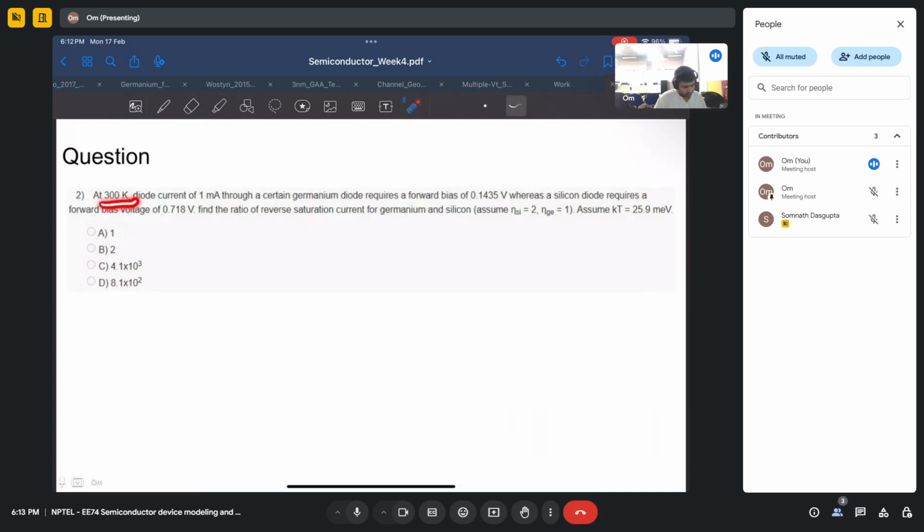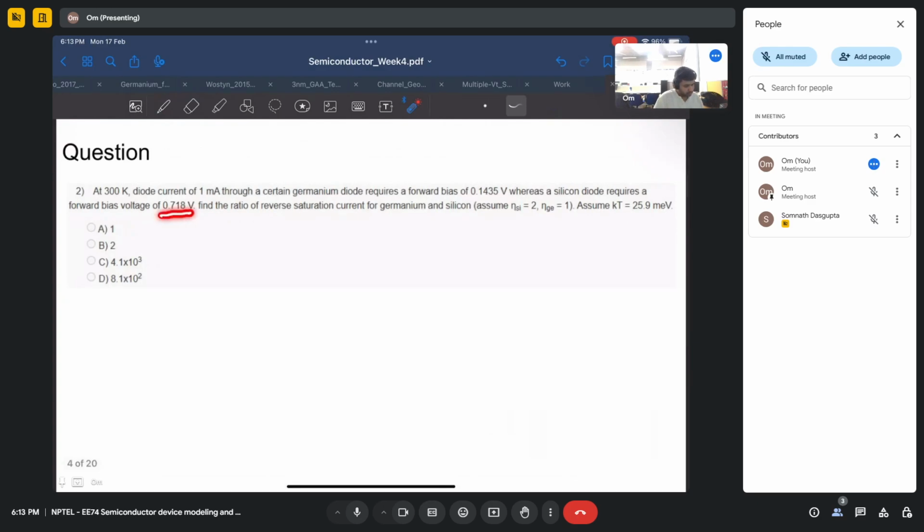At 300 Kelvin, a diode current of 1 milliampere flows through a certain germanium diode that requires a forward bias of 0.1435 volts, whereas a silicon diode requires a forward bias of 0.718 volts to flow the same 1 milliampere current. Find the ratio of the reverse saturation current for germanium and silicon. The ideality factor for silicon is 2, for germanium is 1. Value of kT is given to be 25.9 milli electron volts. Just try to conceptualize the approach, then we'll solve this.